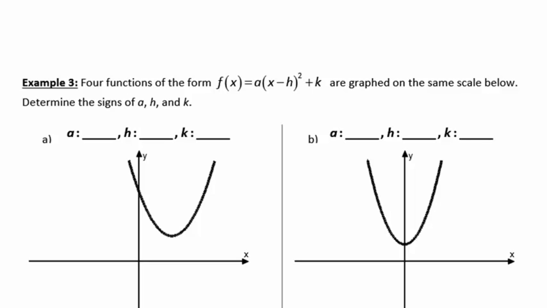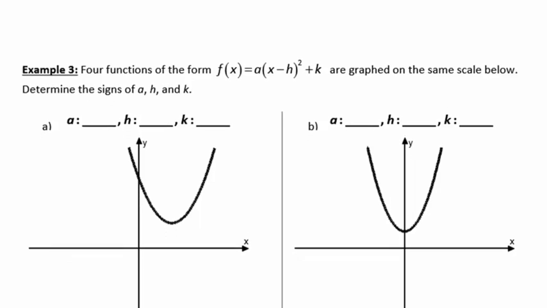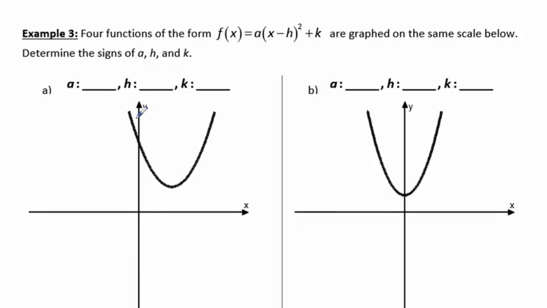Okay, we've got a couple functions here. We want to determine the signs of A, h, and k. This one opens up, so A is positive. It's been shifted to the right, so h is positive, and it's been shifted up, so k is positive. The next one also opens up, so A is positive. h is 0 since it hasn't shifted left or right at all, and k is positive since it's been shifted up.